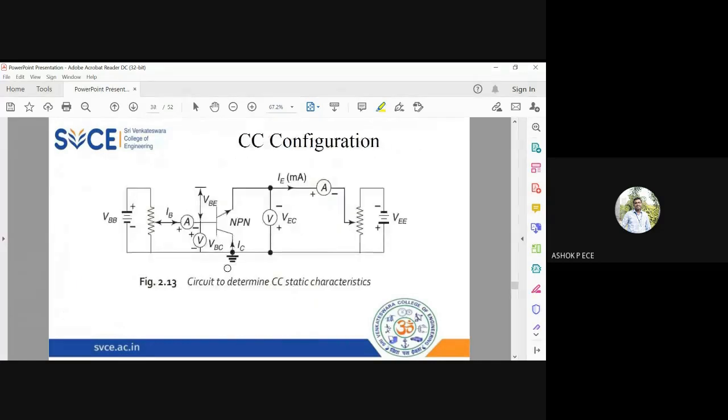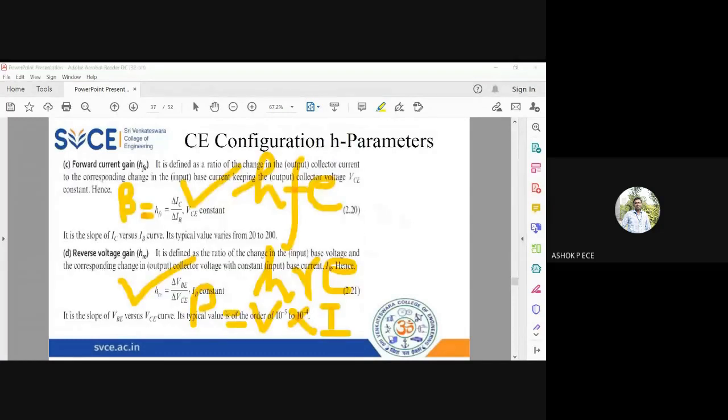Any doubt in H parameters of common emitter configuration, you can ask. I'm going to pause for a few seconds.